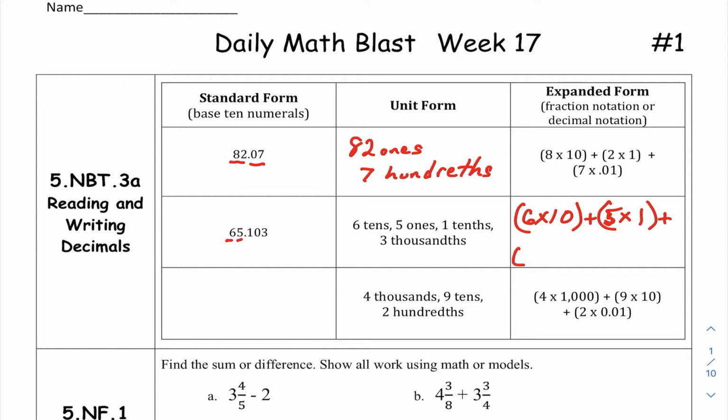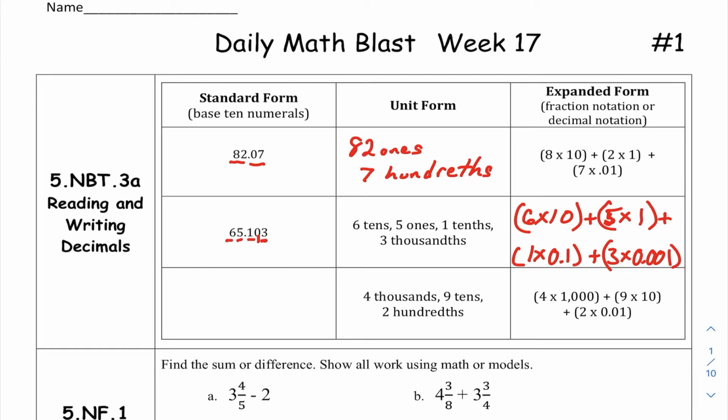plus, I'm going to move down here because I'm out of room. I have 1 multiplied by that 10th, and then I have 0 in my hundredths, so I don't need to put that, and I have a 3 in my thousandths place, so 3 multiplied by 1,000th.